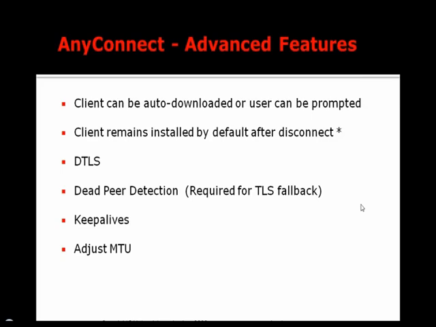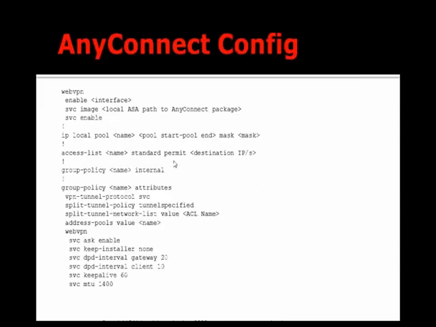And optionally, we can adjust the MTU. So if we're worried about overhead with all the headers being added on, the IP, UDP, DTLS headers, we can adjust the MTU to avoid fragmentation. So let's have a look at some of this here in the AnyConnect config.